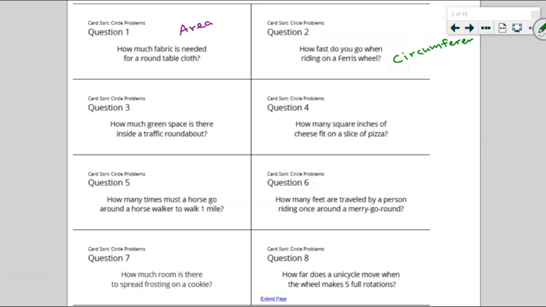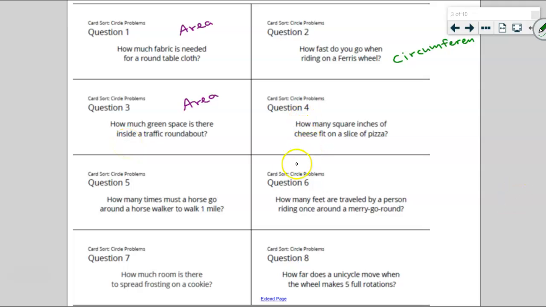Question 3, where did you put it? How much green space there is inside a traffic roundabout. There's a key word there, Cambria. Area. And the key word is what? What was the clue? Inside. It's inside of that traffic roundabout.